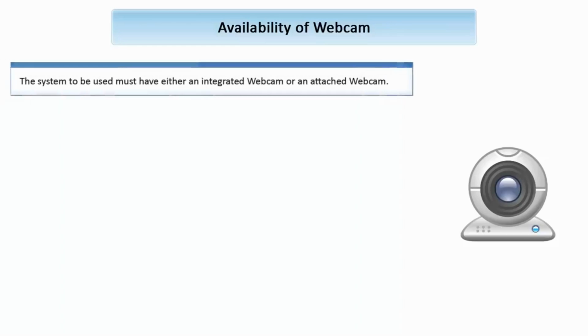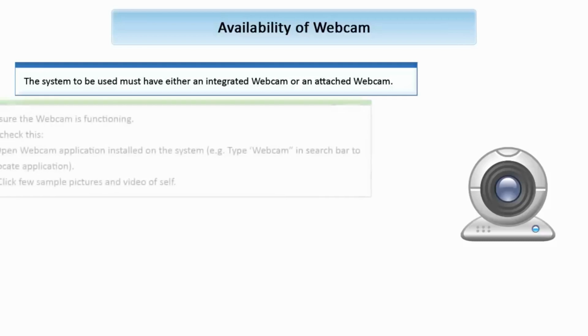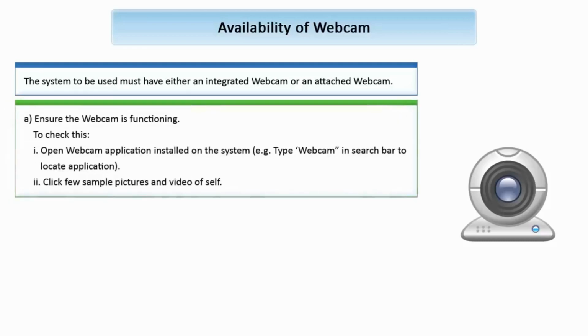Availability of webcam. The system to be used must have either an integrated webcam or an attached webcam. Ensure the webcam is functioning. To check this, first open the webcam application installed on the system, for example type webcam in the search bar to locate the application. And then, click View Sample Pictures and Video of Self.